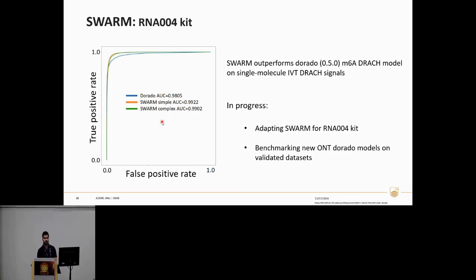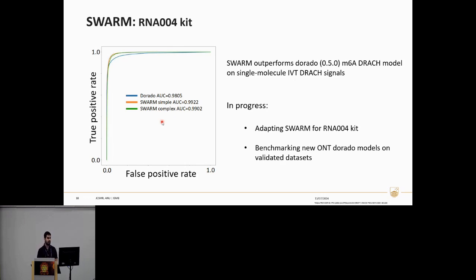And also with the new kit, Oxford Nanopore Technologies has started publishing their own models with Dorado, and we've benchmarked Dorado version 0.5 with the m6A DRACH model against a comparable Swarm model for m6A. Our model was trained to do all contexts, but we benchmarked it on an independent set of in vitro transcribed RNAs with m6A, and we've achieved higher detection power than Dorado with single base, single molecule resolution.